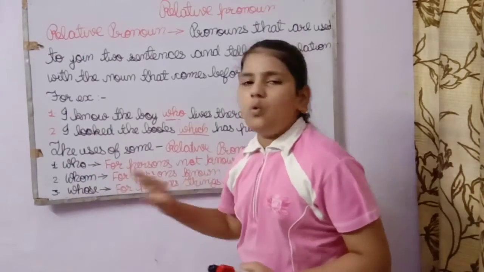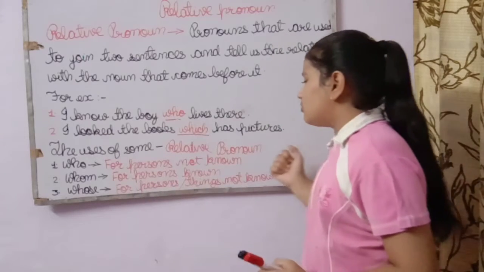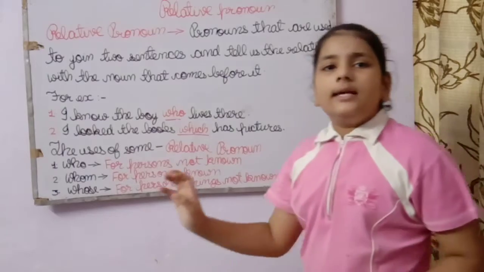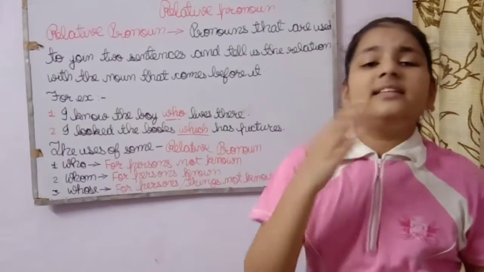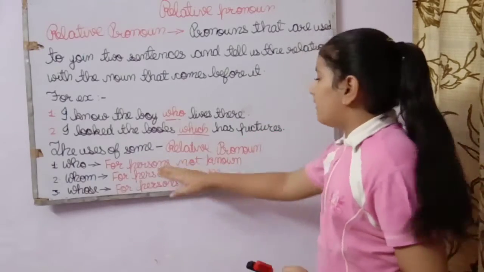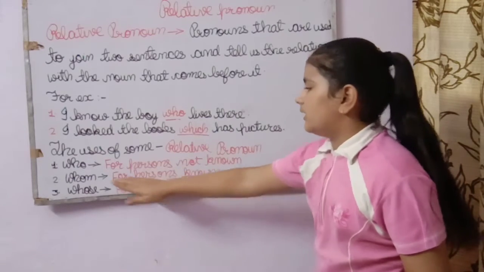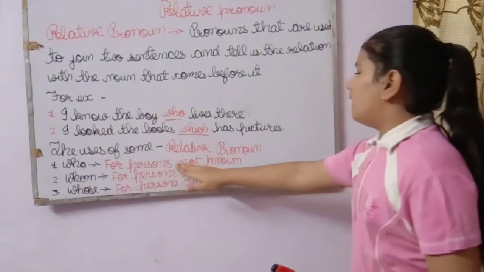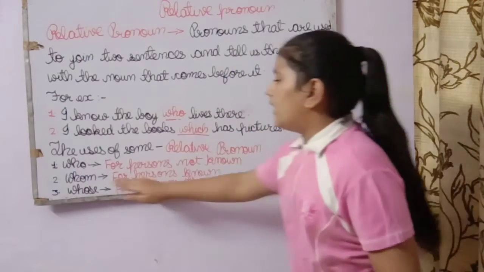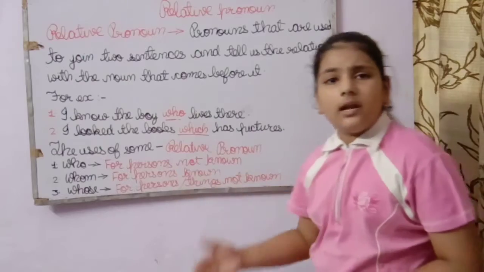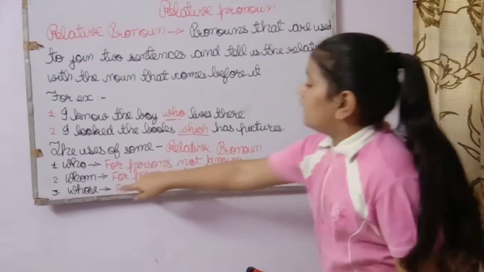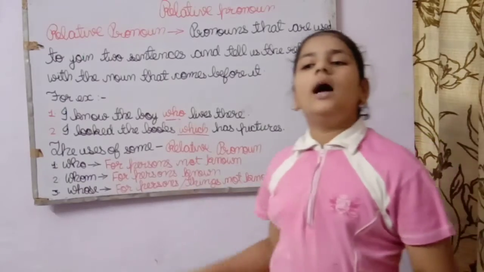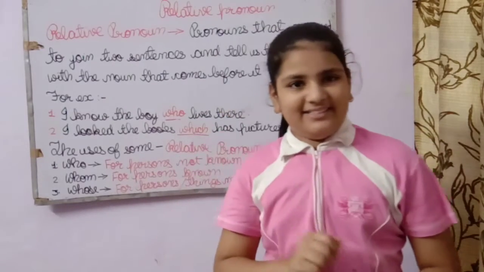Now come to whose. In which situation will we use it? For persons and things, known or unknown. It is used for persons also and things also. Likewise we have used persons in both who and whom. In one topic, who, it is for persons who are not known, and in one topic, whom, for persons who are known. But in the whose topic, it is for persons and things, known or unknown.